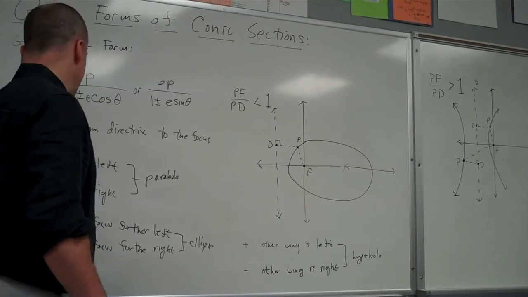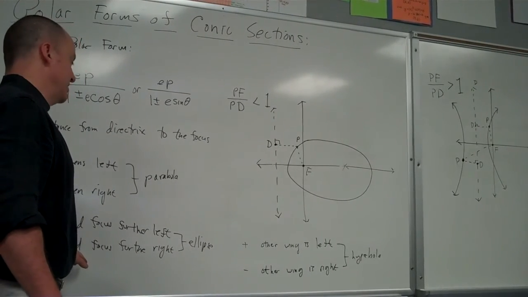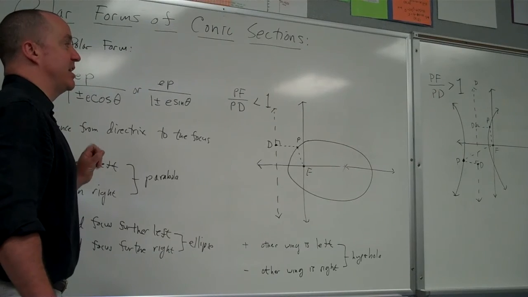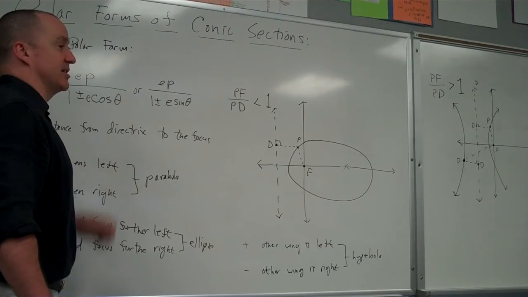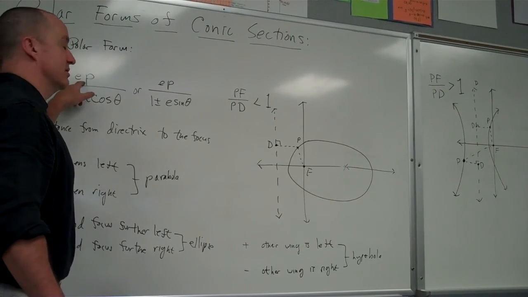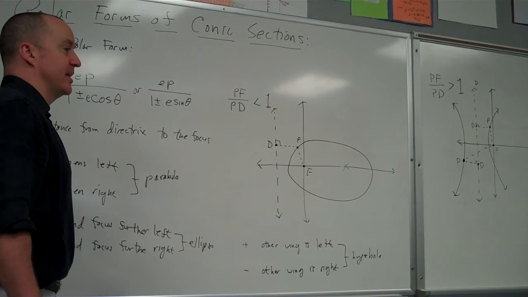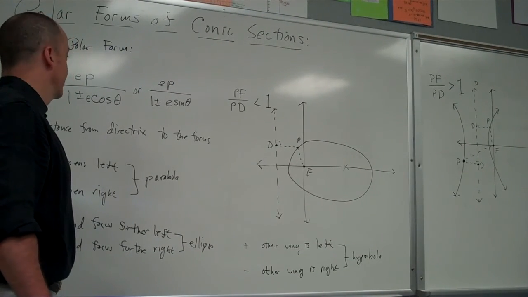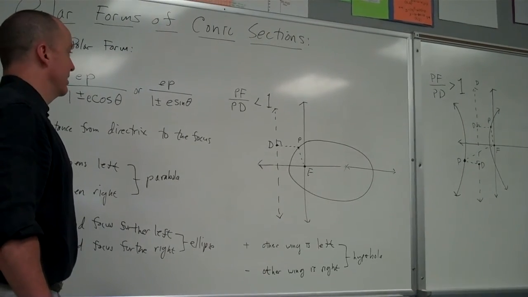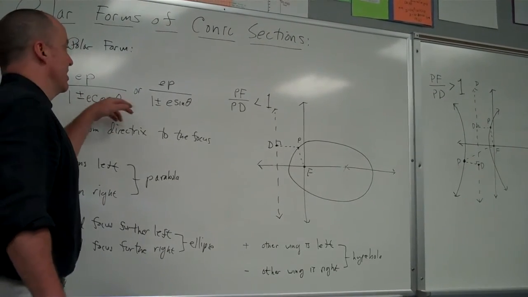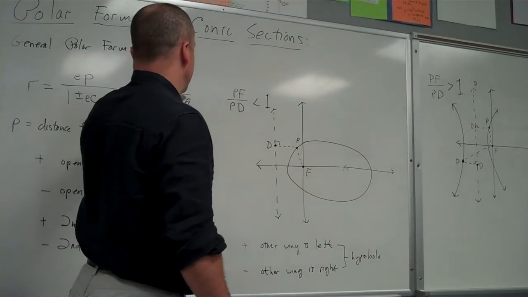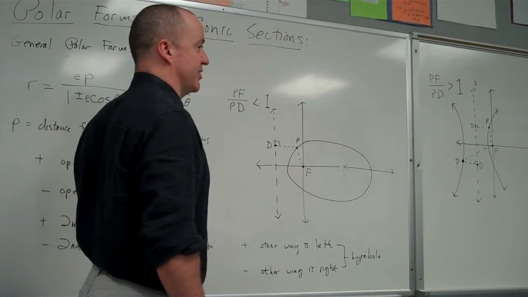If you get a minus on a parabola, this must be cosine and it must be plus. This is some number over 1 plus something cosine. What is the numerator, the ep? E is the eccentricity, P is the distance from the directrix to the focus.